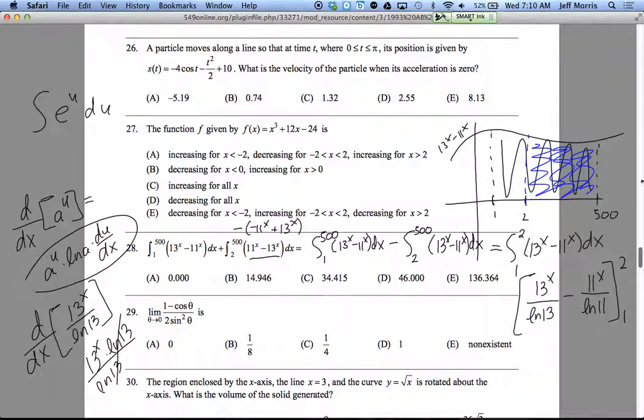So what you get is you get FTC now. You get 13 squared divided by ln 13 minus 11 squared over ln 11, sorry. And then you get 13 to the first power over ln 13 minus 11 to the first power over ln 11. And you just type it on the calculator to get one of these decimals.